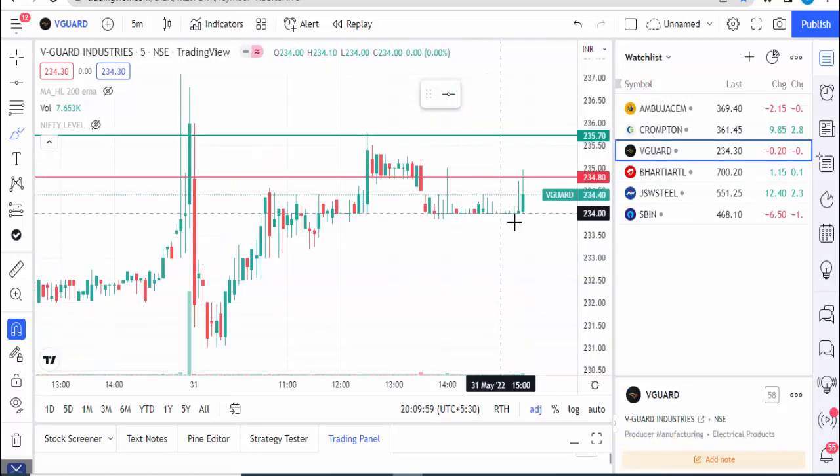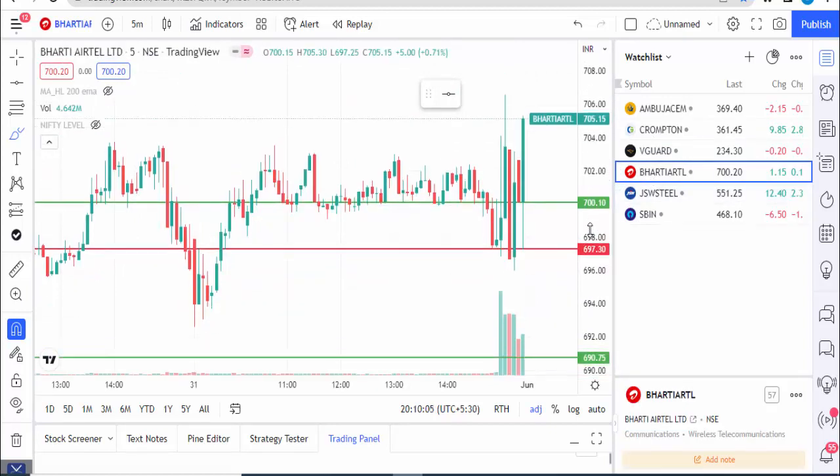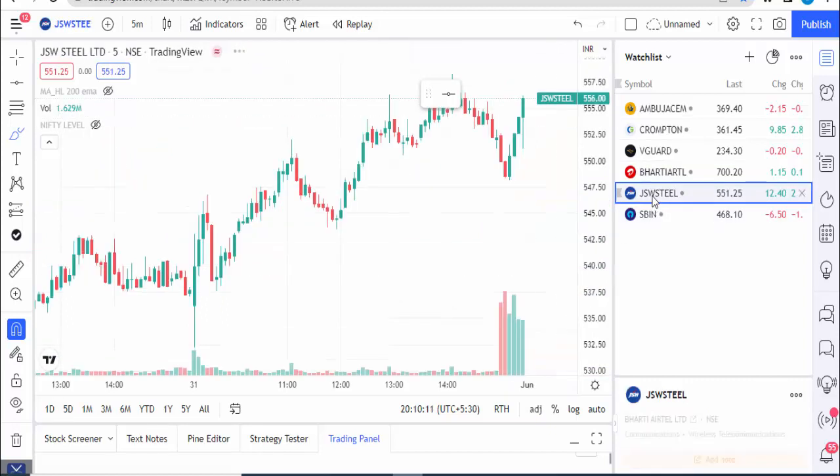So let's check tomorrow's stocks. Tomorrow, Bharti Airtel is the first stock. So please note down this level. 700.10 is the upper line and 697.30 is the lower line.